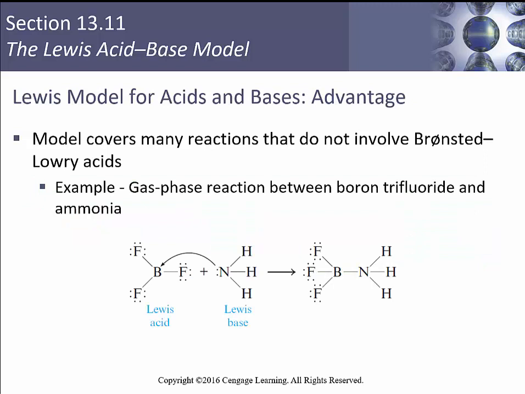The Lewis model's advantage is that it covers many reactions that do not involve Bronsted-Lowry acids. So, for example, gas-phase reactions between boron trifluoride and ammonia. Right? There's no hydroxide that's being formed. There's no H+ that's moving around. Still, it's going to act like an acid and a base. So my Lewis base here is going to move some electrons over to this boron, and now I'm going to form a bond as I've moved those electrons around.